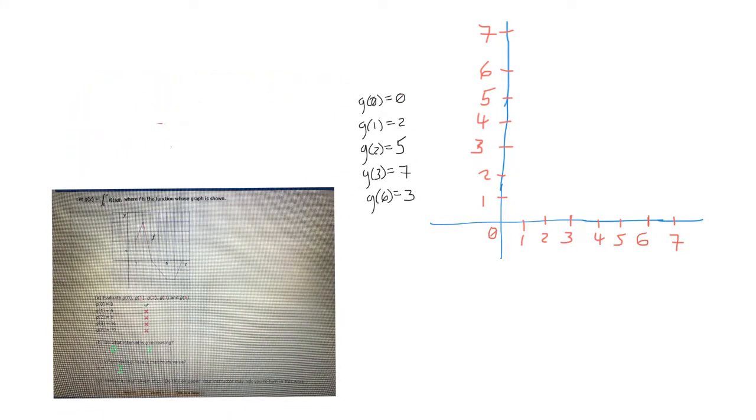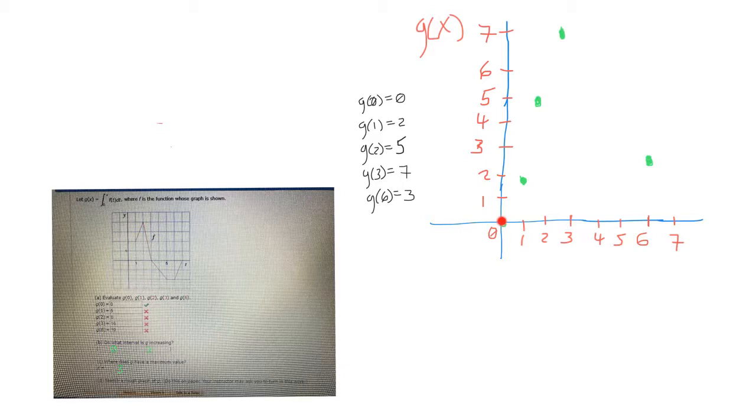So this is a sketch of g, so I'll write that this is g of x. And we definitely have a point here. g of 1 is 2, so that's right here. g of 2 is 5, so that's right here. g of 3 is 7, so that's right there. And let's just cut to the chase. We have g of 6 is 3, so that's going to be right here.